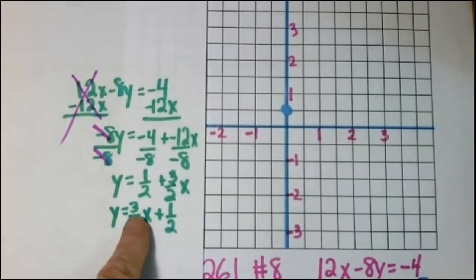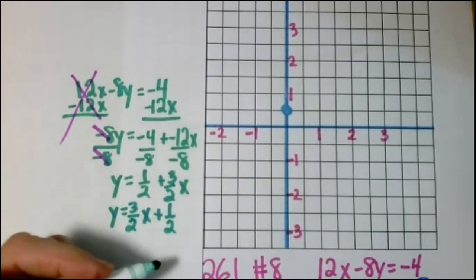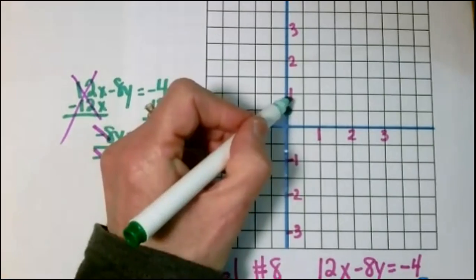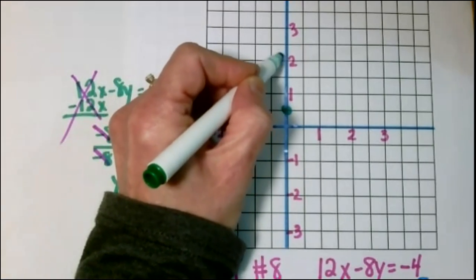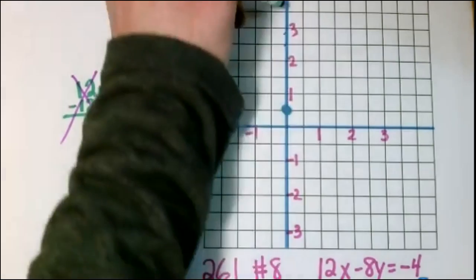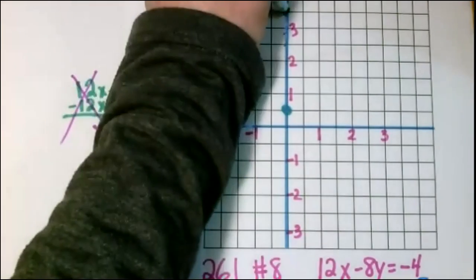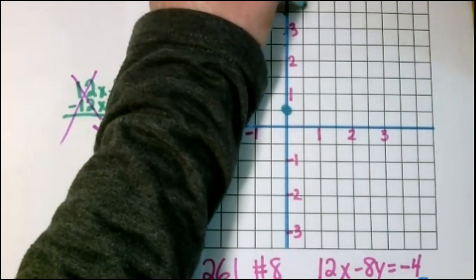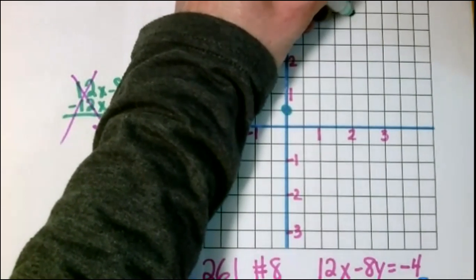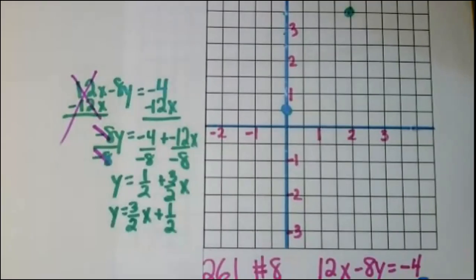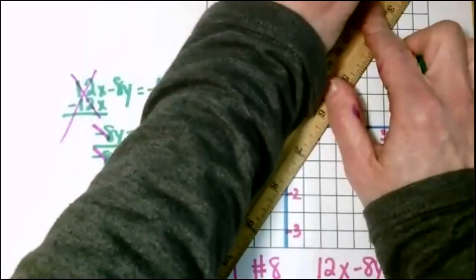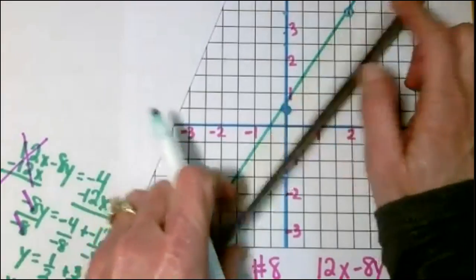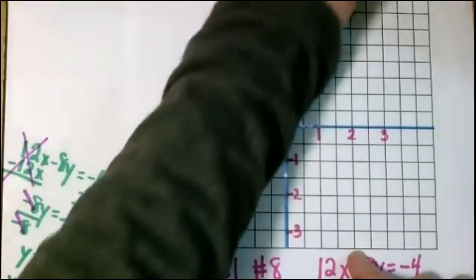And then I rise 3 and I run to the right 2. So I have to be careful on rising 3 because every one of these squares is a half. So this is 1, this is 2, that's 3, and then I have to go to the right 2, and that's also a half. So 1, 2. You have to be careful when your scale is not exactly 1 to 1. Okay, then I draw my line here, and I'll label that.